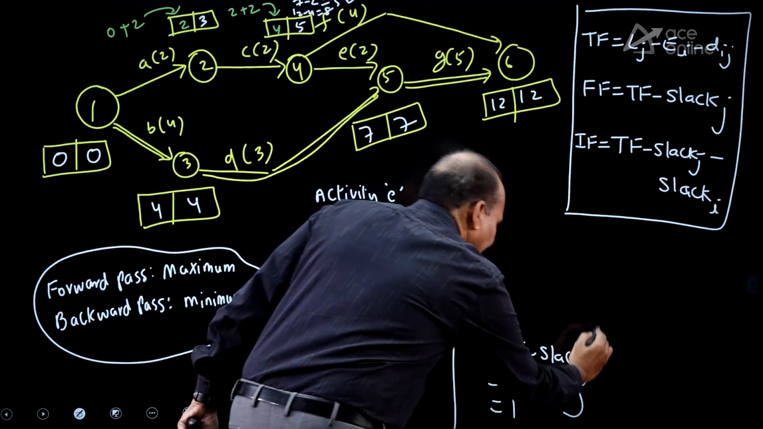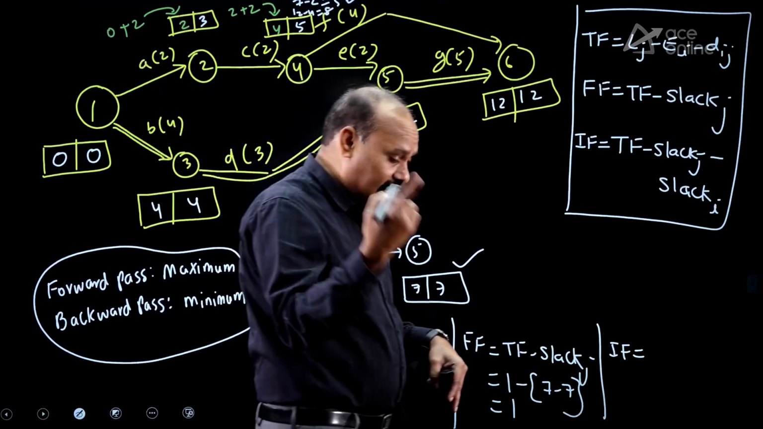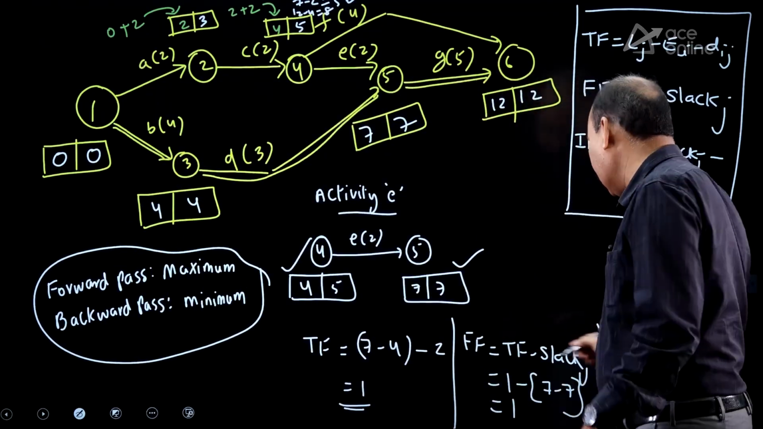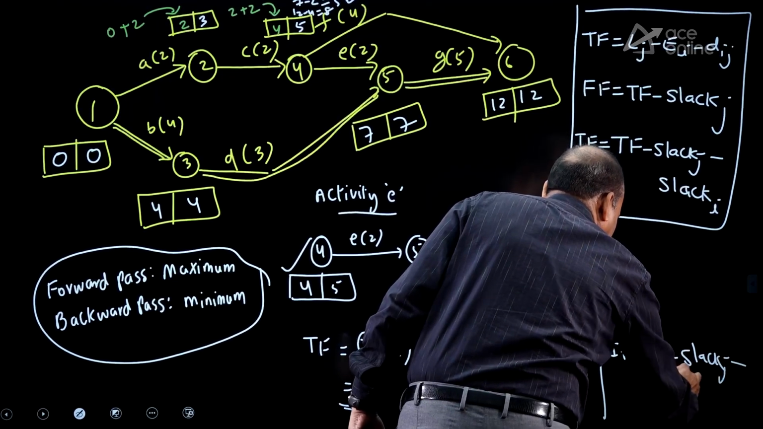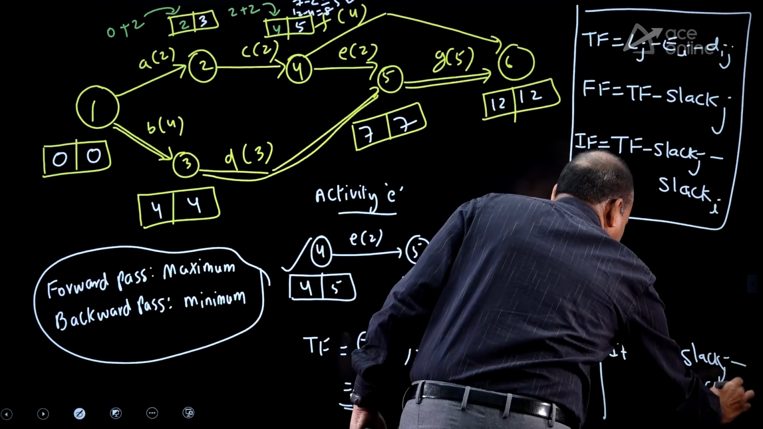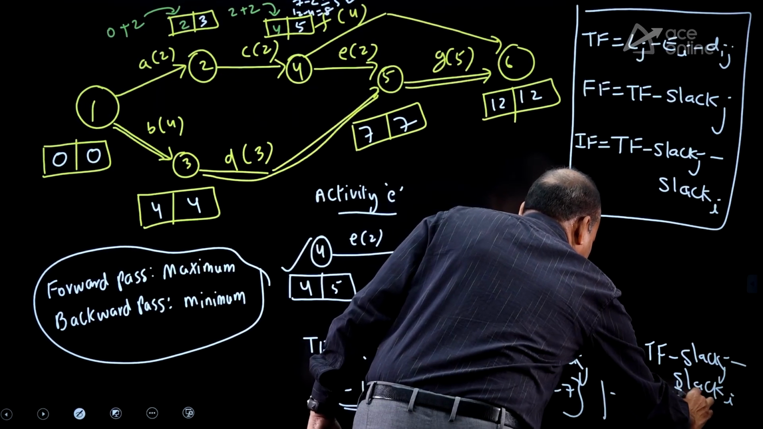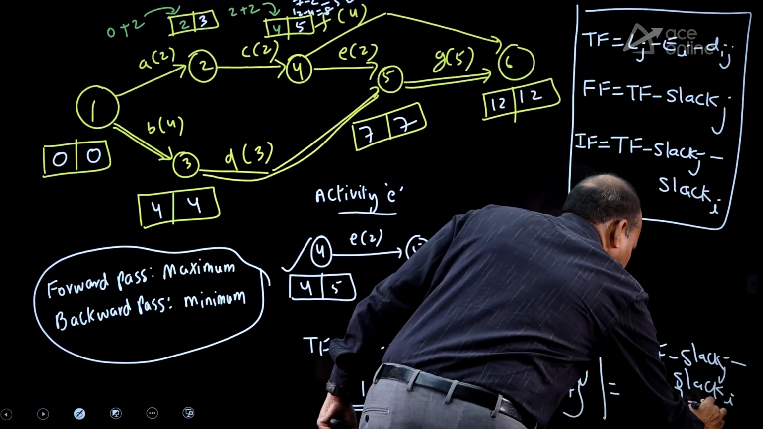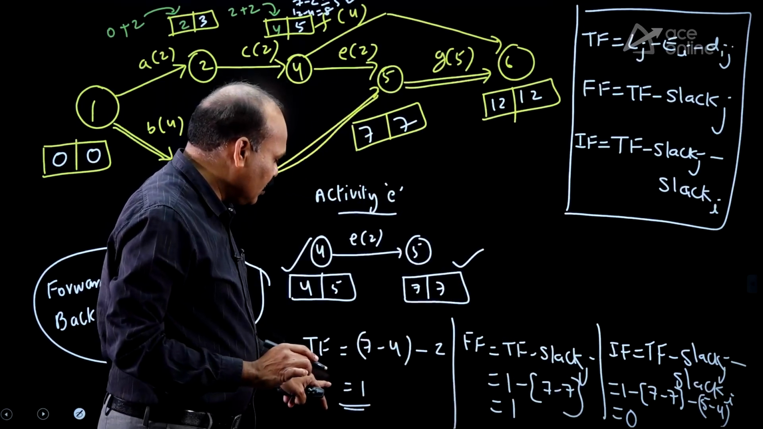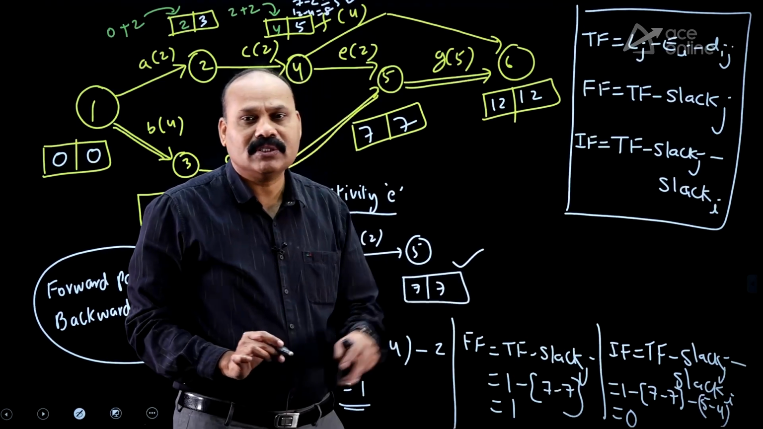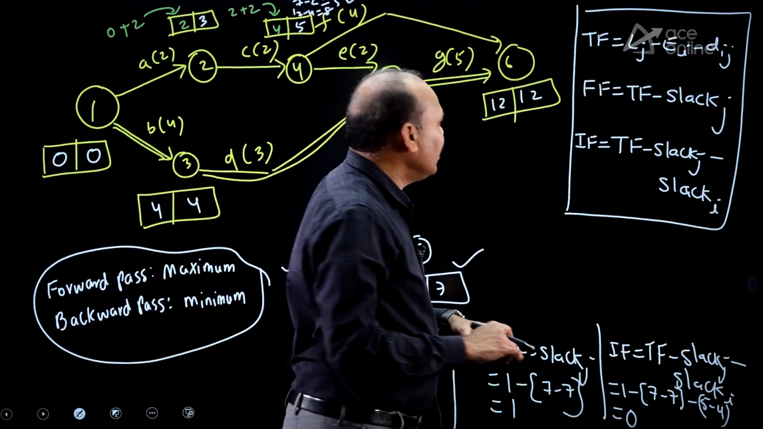Independent float, for the same question, independent float is equal to total float minus slack at j minus slack at I. 1 minus 7 minus 7 minus 5 minus 4. It is equal to 0. Total float is equal to 1, free float is equal to 1, independent float is equal to 0 for which activity? Activity E.